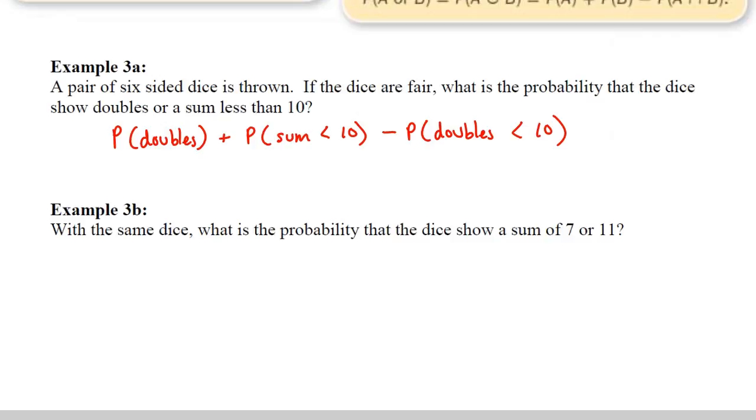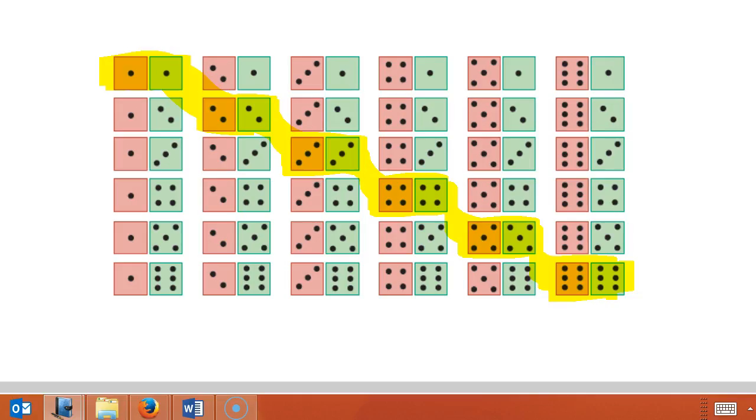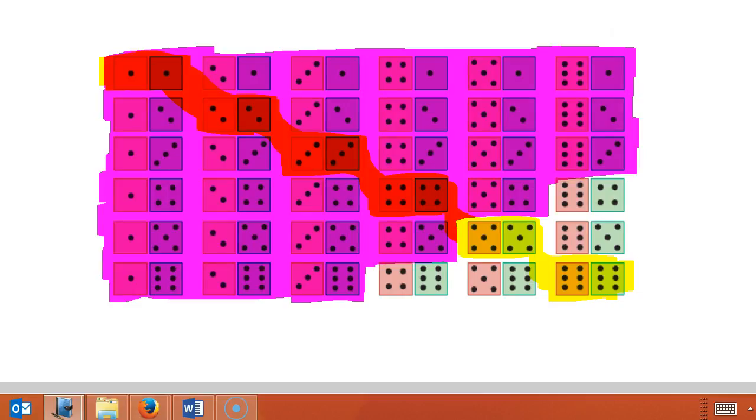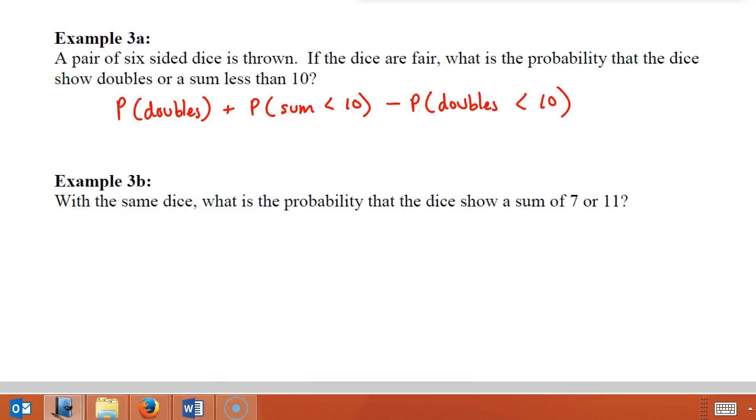Here's what I mean. Looking at your dice card, I've highlighted here all of the situations where we would roll 2 dice and have doubles. You can see that there's 6 outcomes where that happens out of 36. But if we look at all the times that we have a sum less than 10, so that would be 9 or less, obviously there's some that we're going to be counting twice. So here's how we can use that formula to find our answer here. We would take the probability of getting doubles, that happened again 6 out of 36 times.